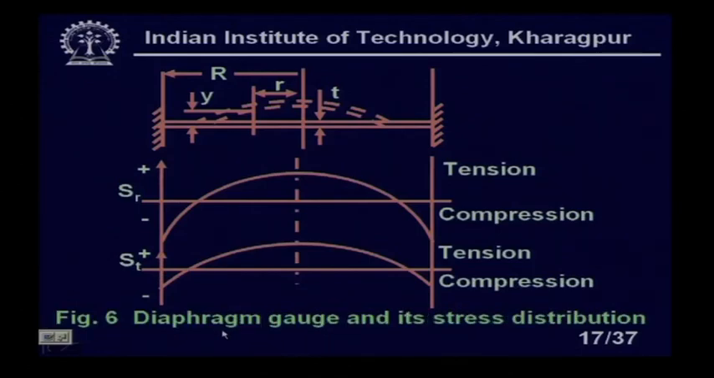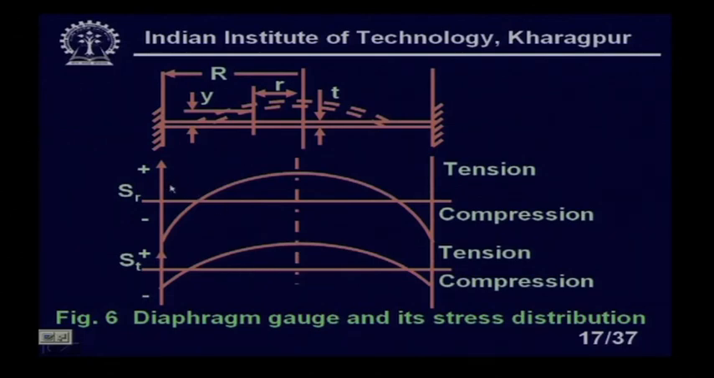Now, see, this is the strain distribution of the diaphragm gauge, and its stress distribution looks like this. In both cases, we have both tensile and compressive stress. Here you see the SR, or the radial stress, is given like this. If you look very carefully, radial stress is maximum at the circumference, which is compressive. Whereas the tangential stress is maximum at the center point.